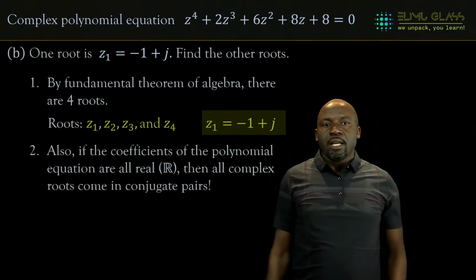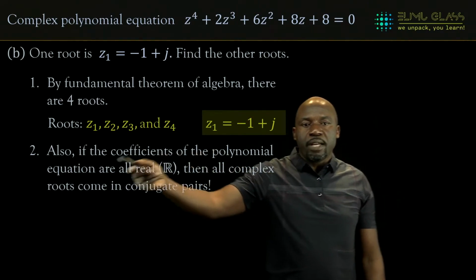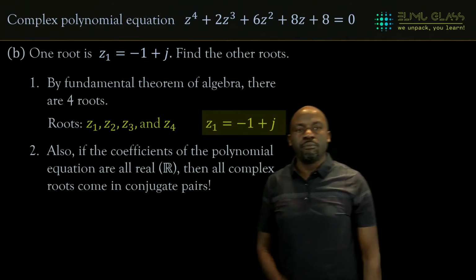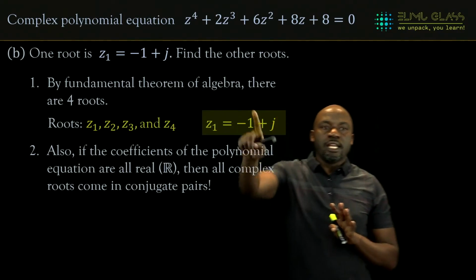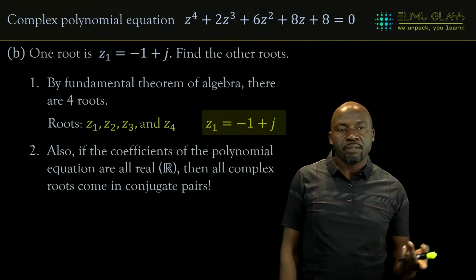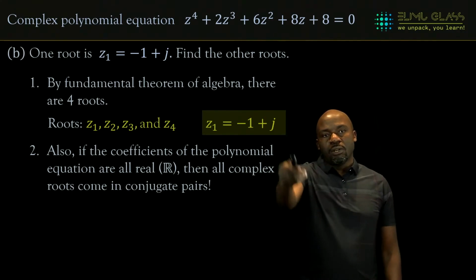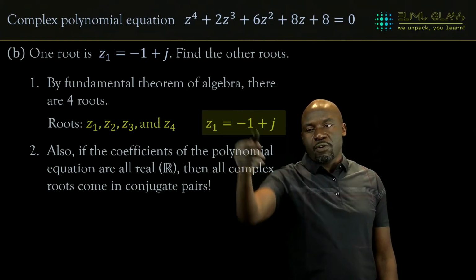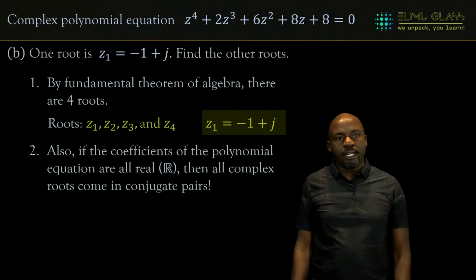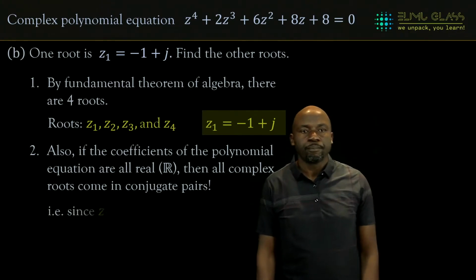So number 2, there it is, that if the coefficients of a polynomial equation are all real numbers, then all complex roots come in conjugate pairs. So this must have its conjugate pair as also being a root. So there are 4 roots, and this is complex, so its conjugate is also complex. The other 2 may be real numbers, but they may also be complex roots, okay? So let's find those other roots. So by this point number 2, we know the second root already, and that second root, we will call it Z2, is going to be -1 minus j, because that is the conjugate of this one, okay?